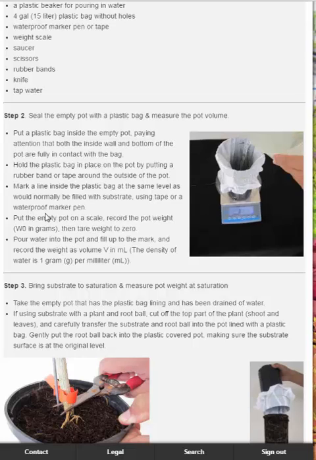The first thing we need to do is to know what the volume of our container is. We place a plastic bag inside the container. We weigh the container and the plastic bag, and then we fill that container up to the level that we'd normally fill with root substrate. We fill up with water. Now 1 milliliter weighs 1 gram. So the weight difference will tell us what the volume is of our container.